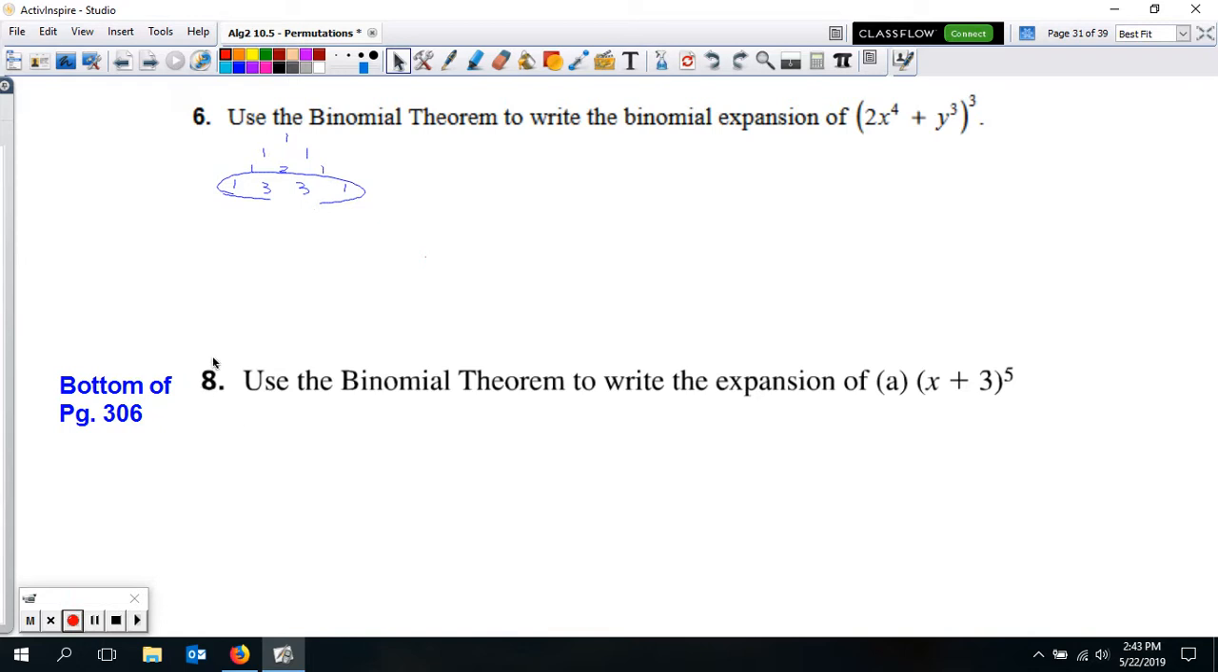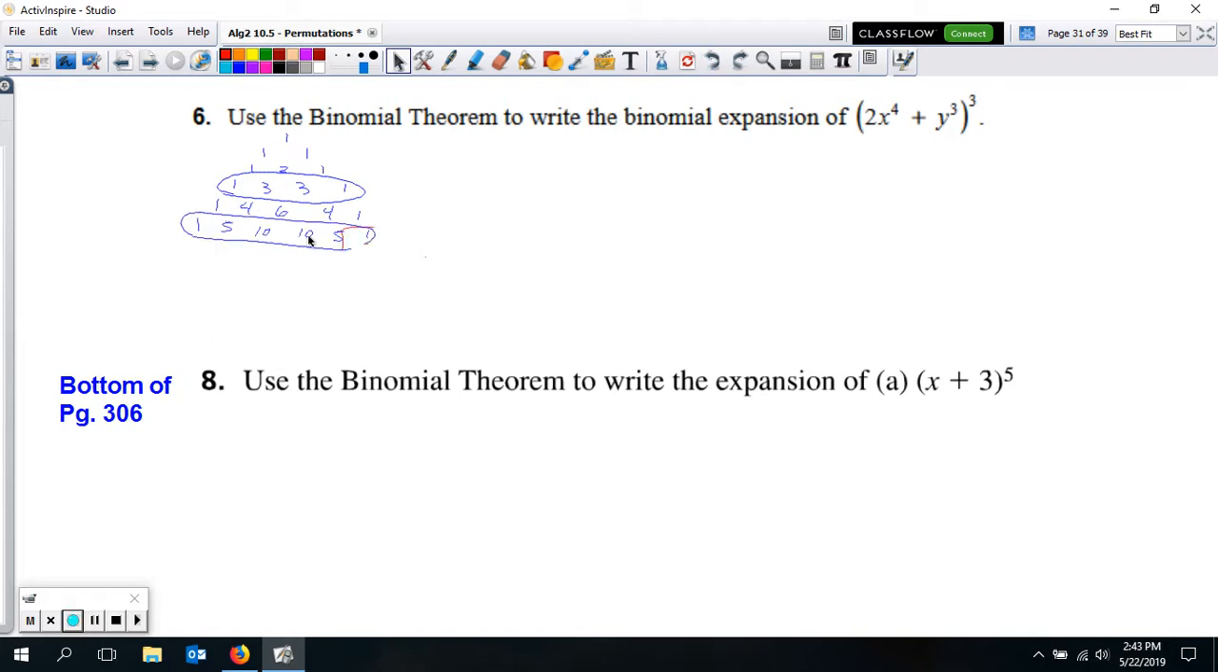Now you can see there's number 8 down here. We actually don't have an 8 or even a 7 on the extra practice. This is going to be another problem that we're going to put on the bottom of 306, and we're going to be doing this one. We're going to expand out just x plus 3 to the 5th power. For this one, we would need the row with 6 numbers in it, so that's 2 more after this one. So I would need to generate the next row: adding and getting 4, adding and getting 6, adding and getting 4, put the 1s on the ends, and then get 1 more row for this problem down here.